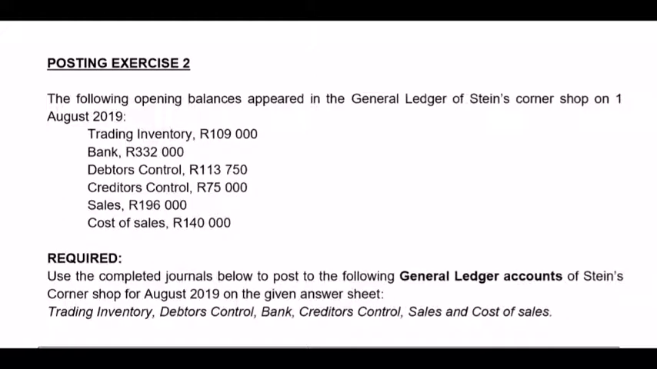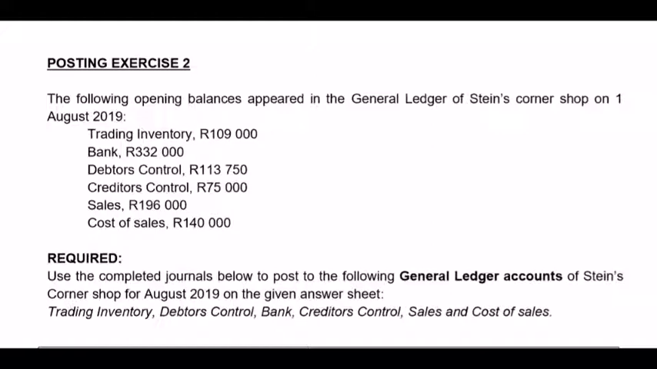This video will deal with the memo of posting exercise 2, and as I've said to you in the beginning of the week, from now on, whenever we deal with the general ledger, we will focus only on what we call the big 6 accounts. And these 6 accounts are trading inventory, bank, debtors control, creditors control, sales, and cost of sales. The reason why we only focus on these 6 accounts is because if you are able to post to these 6 accounts, it shows us that you have all of the fundamentals of posting in place.